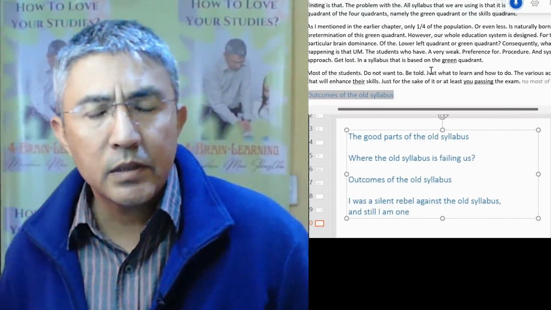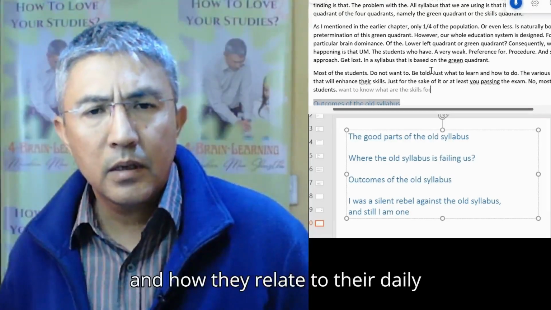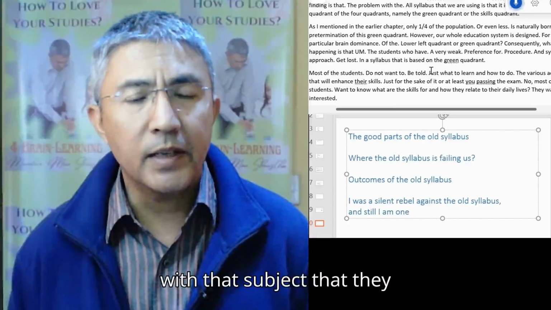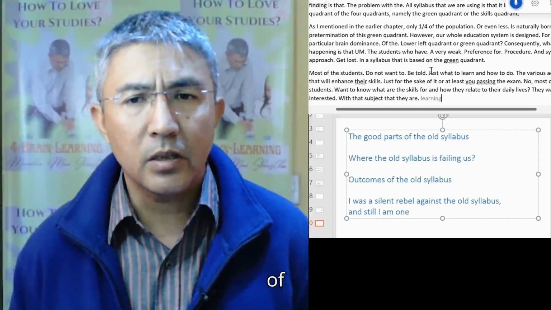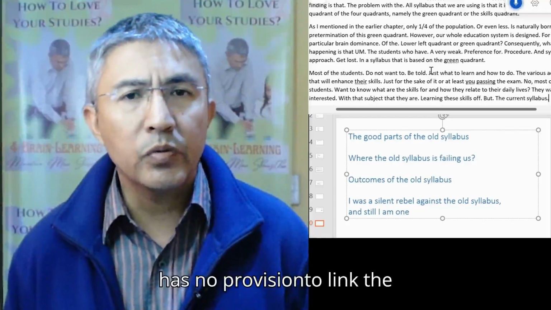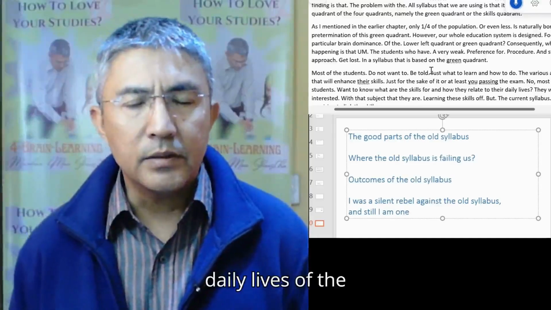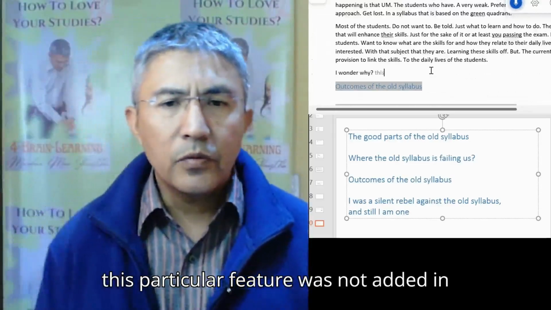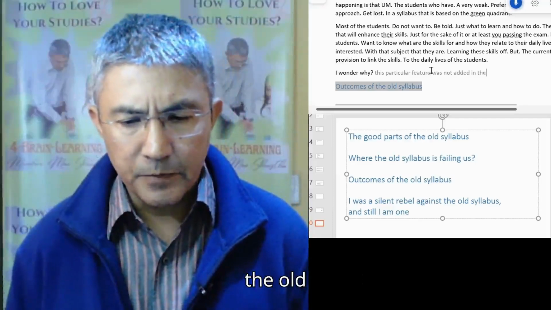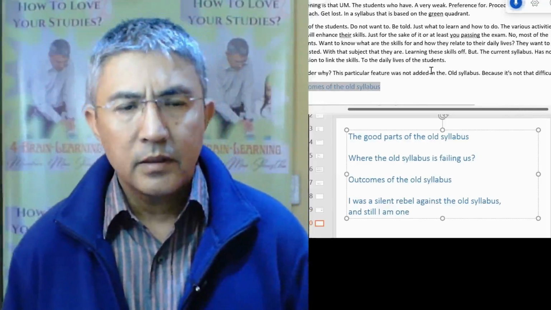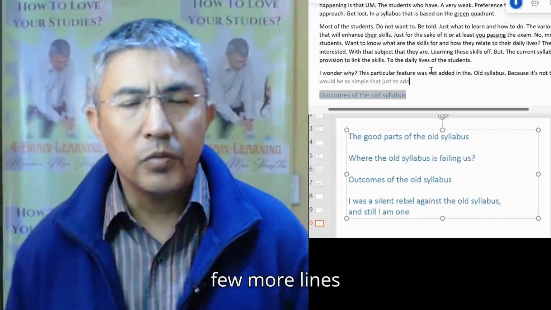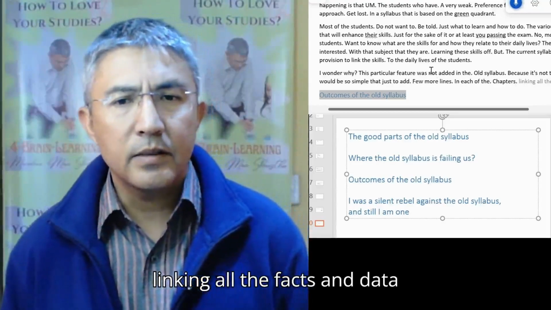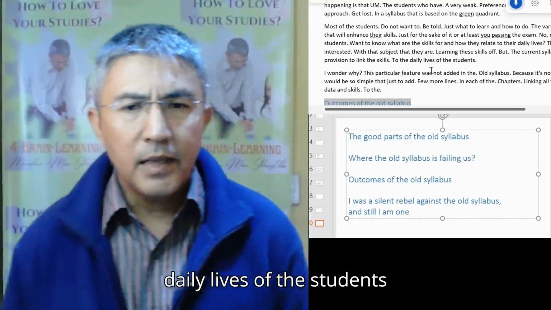No, most of the students want to know what those skills are for and how they relate to their daily lives. They want to be interested in the subject that they are learning the skills of. But the current syllabus has no provision to link the skills to the daily lives of the students. I wonder why this particular feature was not added in the old syllabus, because it's not that difficult. It would be as simple as adding a few more lines in each of the chapters, linking all the facts and data and skills to the daily lives of the students.